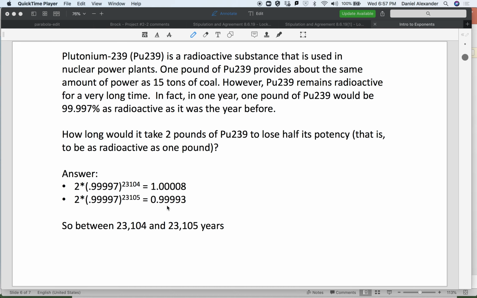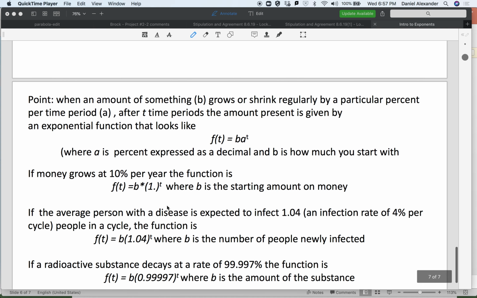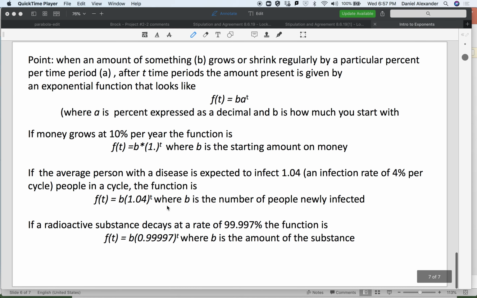Okay, so it takes a long time. So here's the point. When an amount of something, B, an initial value, grows or shrinks regularly by a particular percent per time period, again, that rate is going to be A. After t time periods, the amount present is given by a function that looks exactly like this. Now, A is going to be the percent expressed as a decimal, and B is how much you start with.